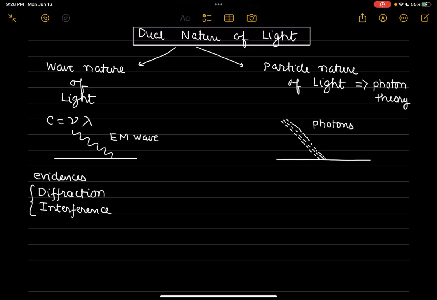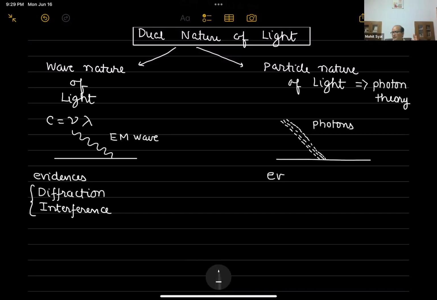Is it clear? So what are the evidences, experiments which can be explained by the particle nature of light? So, evidences of particle nature.